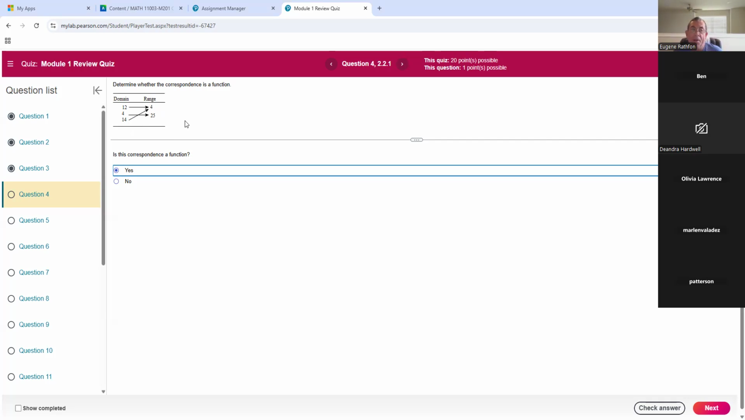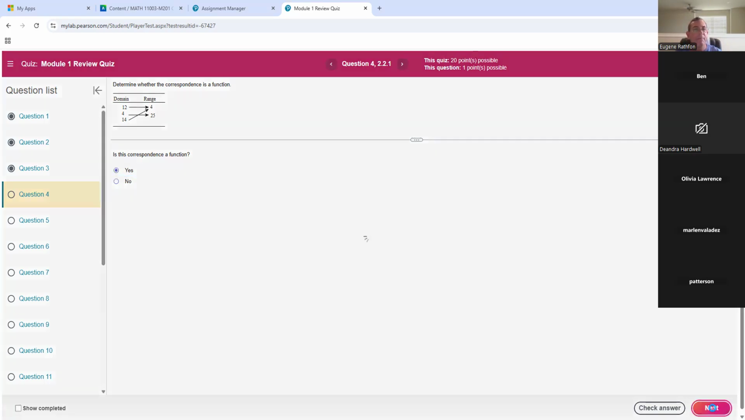And y'all, every one I've seen looks just like that one. So it is definitely a function, okay?